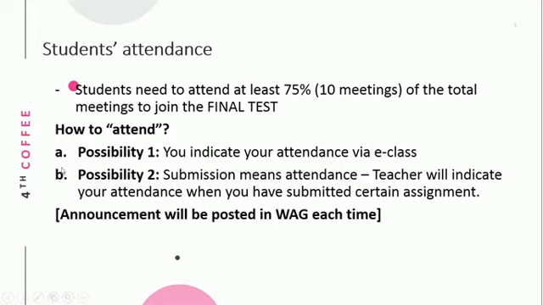There are two possibilities on how you can show your attendance. The first possibility is you indicate your attendance via eClass. If you take a look at your eClass now, there is an option or a menu there that is Presency. It's easy. The teacher will open the Presency and then you will indicate your attendance. But there is also the second possibility, that is submission by attendance, which means that the teacher will indicate your attendance when you have submitted certain assignment.